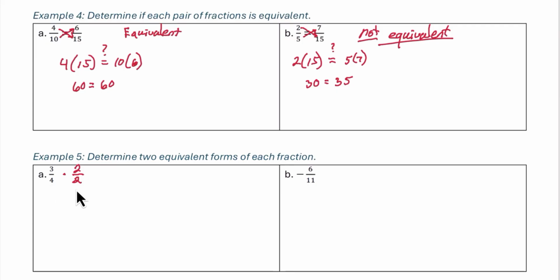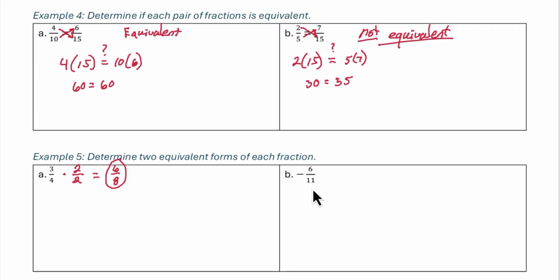So to multiply the fraction here, we're going to multiply the numerator. 3 times 2 is 6. And in the denominator, 4 times 2, we get 8. So 6/8 is an equivalent fraction to 3/4. They look different, but they're really representing the same number.